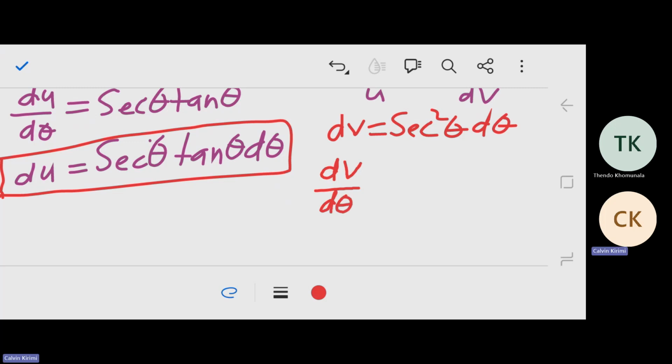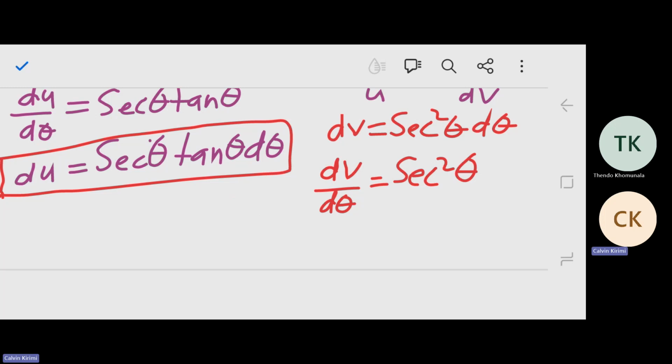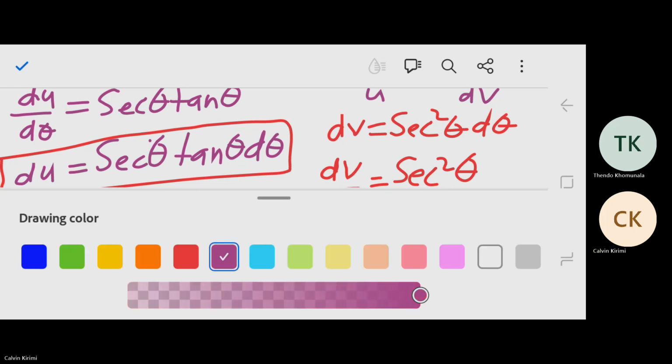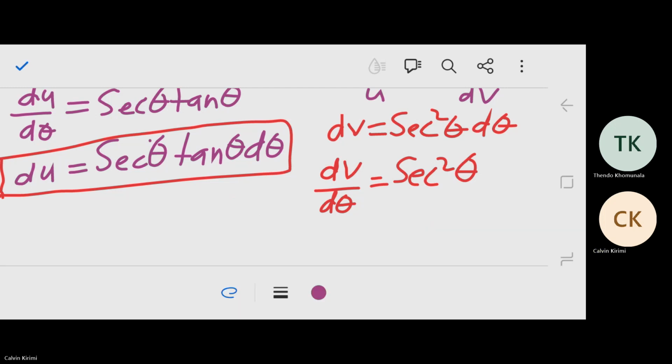Differentiate v with respect to theta. We got secant squared, so we reverse it. That's what we did. When we differentiated v with respect to theta, we got that. So what is the integral of that? We are going to introduce the integral on both sides so that we can get what it is that we integrated to get. In other words, the integral of that will also be the integral of that.